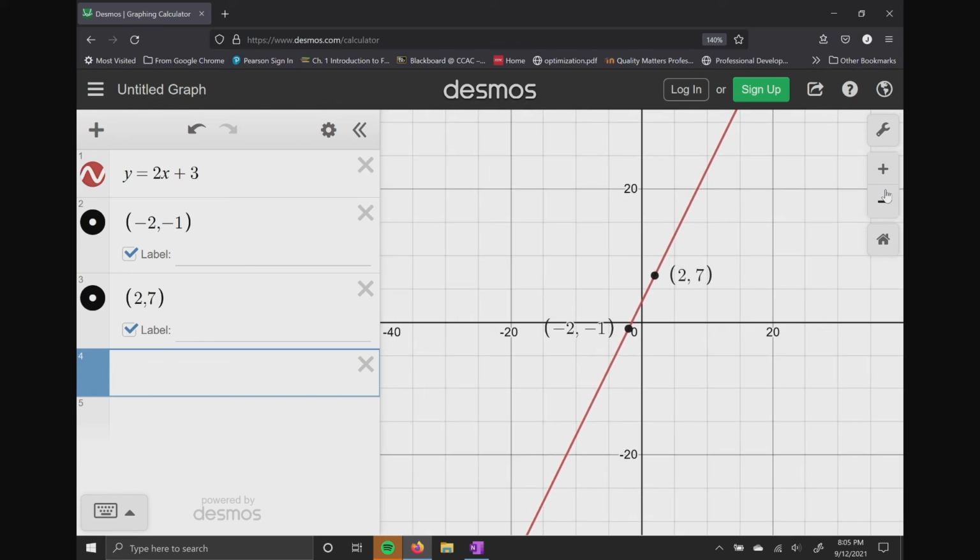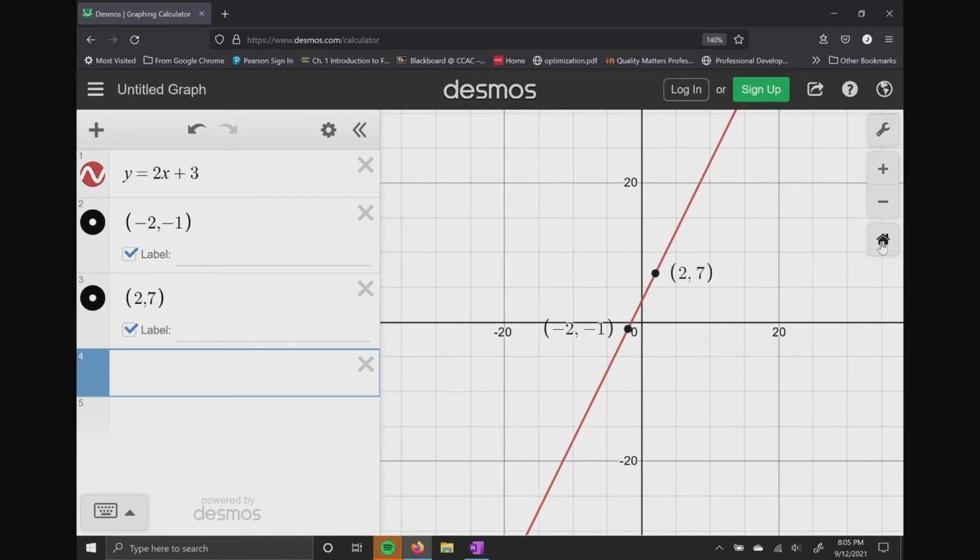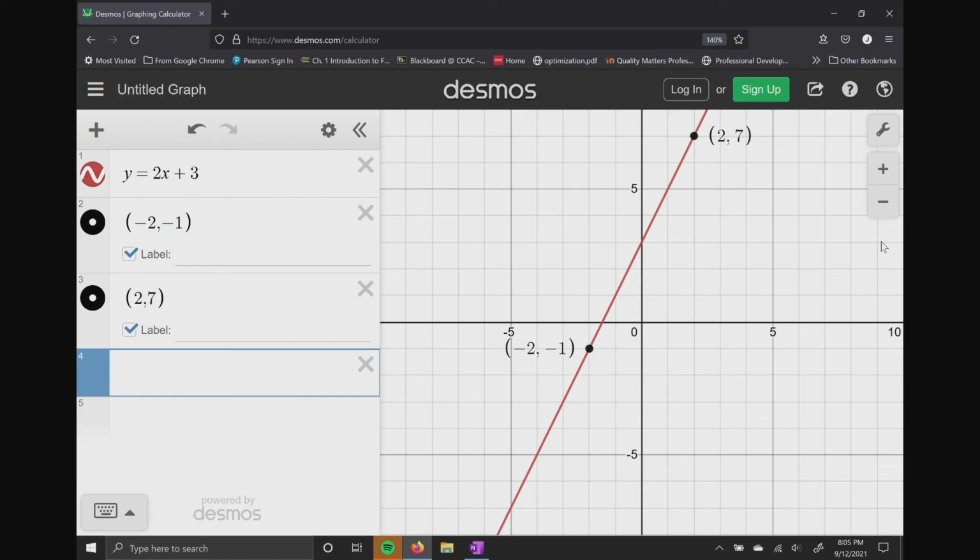And then as soon as you start messing around with the zoom, you see the little house? That is default zoom. If you were to click that, it just takes you right back to the default zoom. And that's about it. I don't want to show you too much in Desmos right now, because the depth of what you could do with this is just crazy, and it's free, which is fantastic.